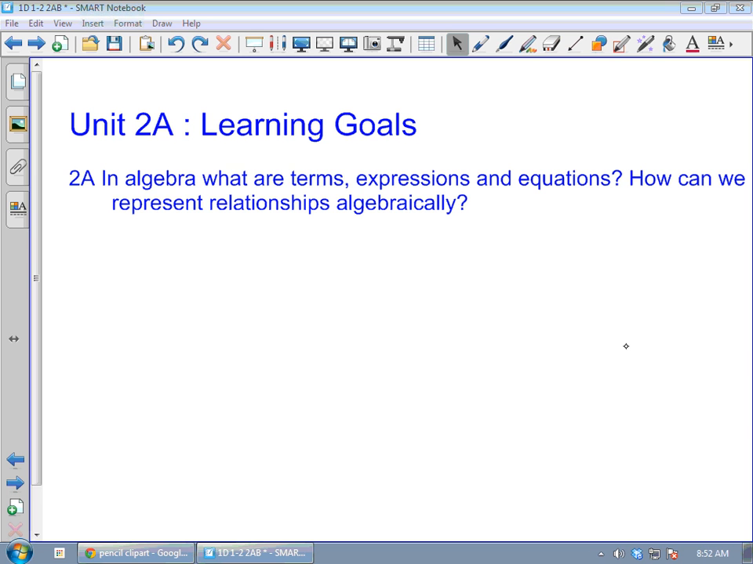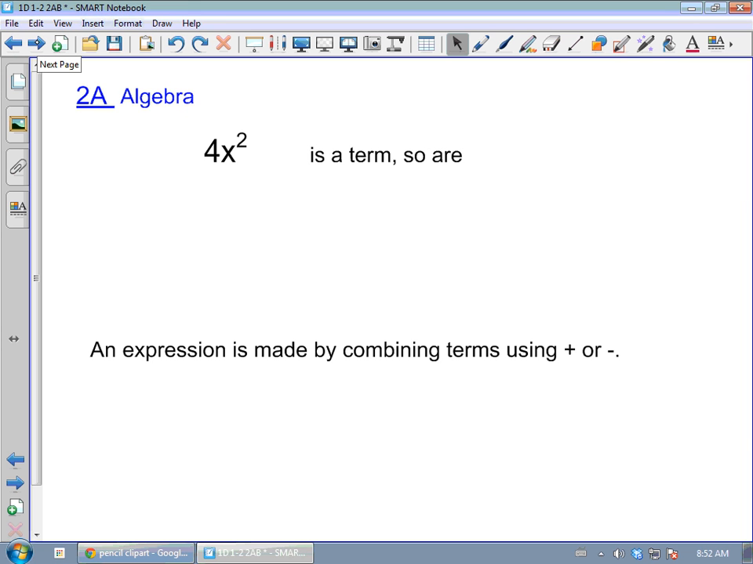In this lesson, we're going to cover some material from Unit 2A. Specifically, we're going to look at, in algebra, what do we mean by these words terms, expressions, and equations, and how can we represent relationships algebraically? So if we can take a relationship that is expressed in words, how can we write it in terms of terms, expressions, and equations? So to start with, what is a term?